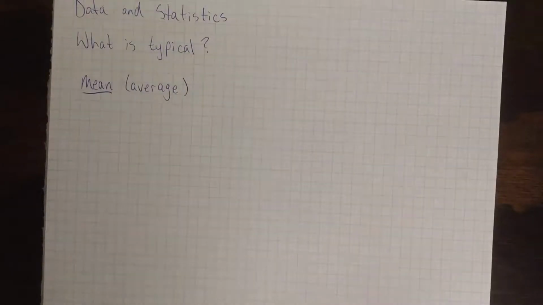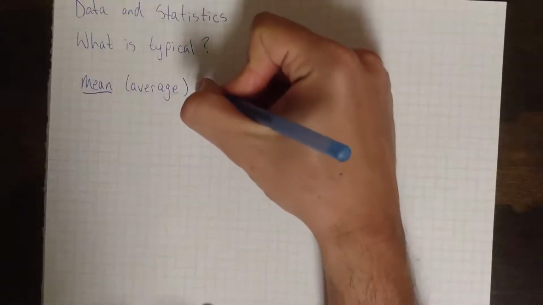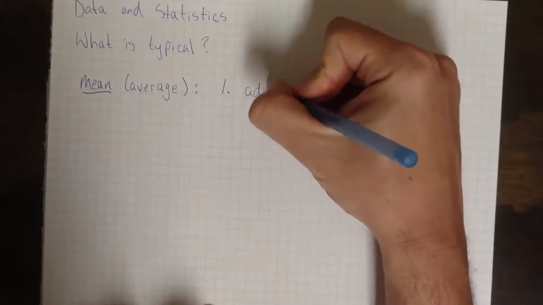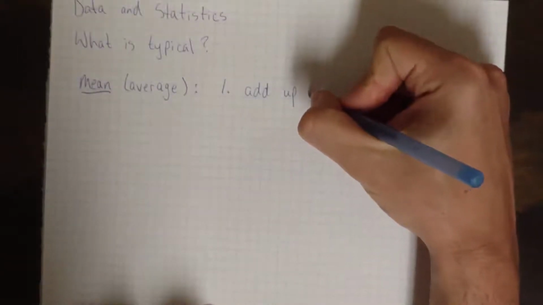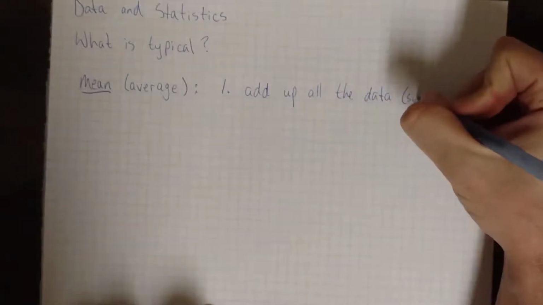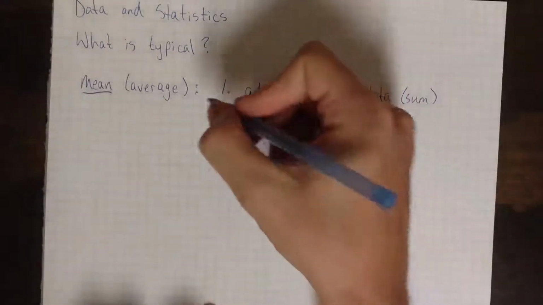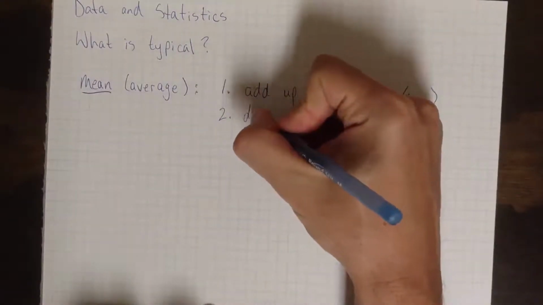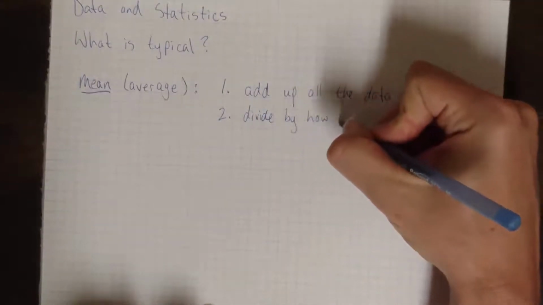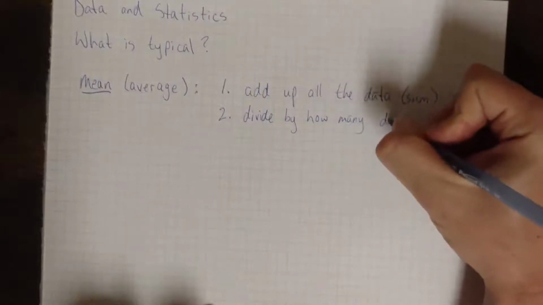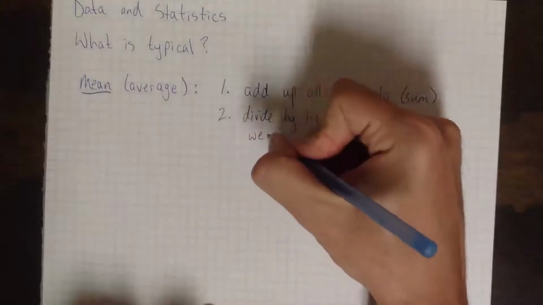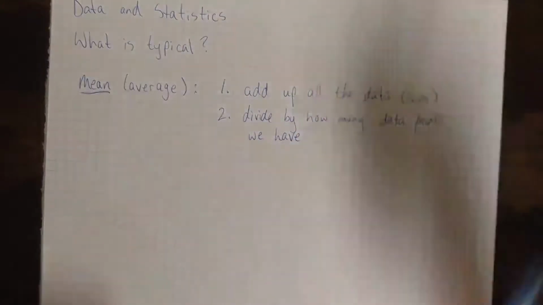A lot of students remember how to find it a lot of the time, and our first step here is that we add up all of our data. We add up all the data, so we can call that a sum, once again using our math vocab. And then after that you're going to divide by how many data points we have. Okay, so that's easy enough.